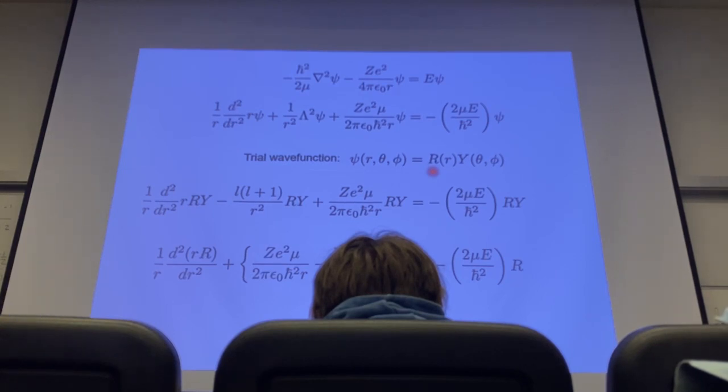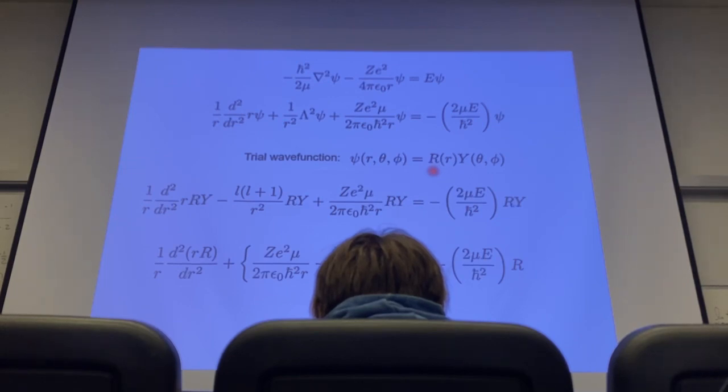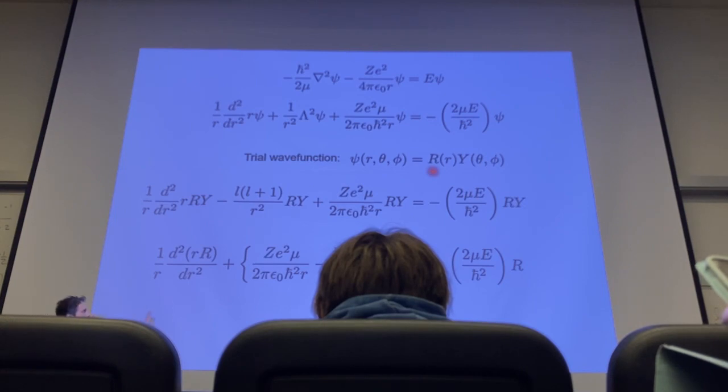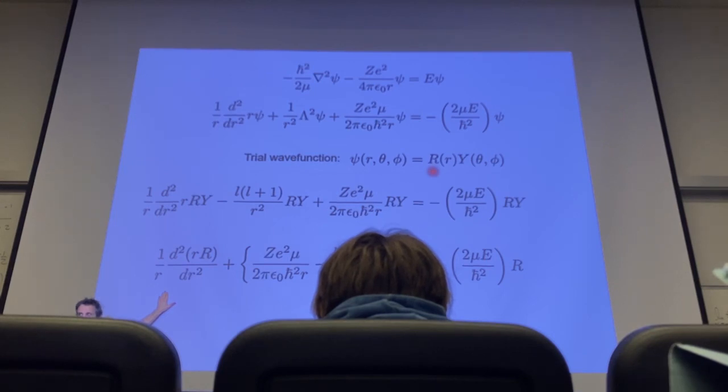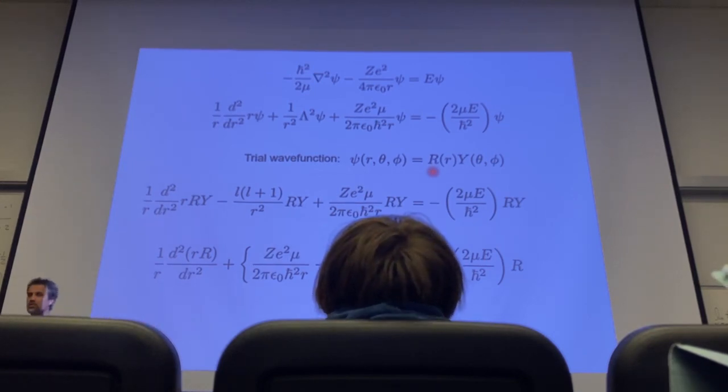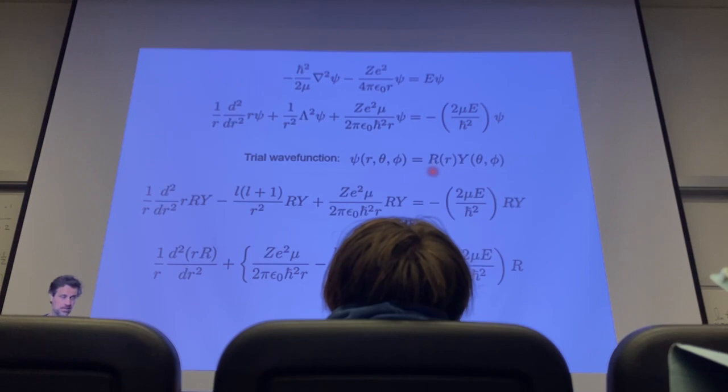Now, how can I interpret this result? I interpret this as follows. This term is the kinetic energy operator along my radial coordinate, because it has a second order derivative with respect to r in it. Okay? So this is the kinetic energy operator for the radial part.